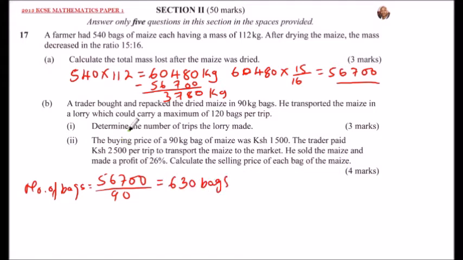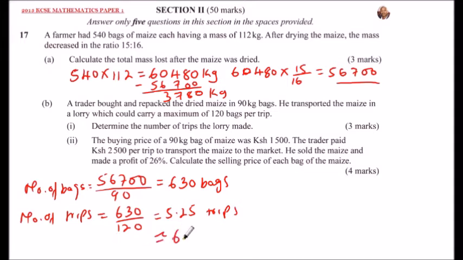And since the lorry could carry a maximum of 120 bags, you can get the number of trips equals 630 divided by 120. Using your calculator, that is 5.25 trips. Because the lorry cannot make half a trip, approximately we make 6 trips.